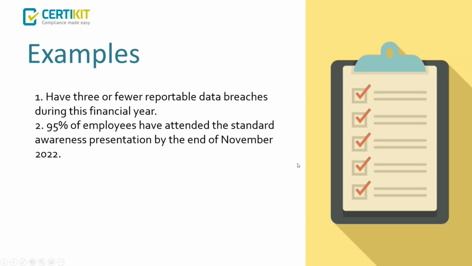Second example: there is an element of user awareness with all of the management systems. So you could have an objective which says that 95% of employees have attended the standard awareness presentation by the end of November 2022. In terms of the SMART aspects of this, it's 95%, so it's measurable. We know whether people have attended or not. There's a definition of what they must have attended, the standard awareness presentation, and it's also time bound. We're talking by the end of November, so not just November, but the end of November. We're being pretty specific with that.